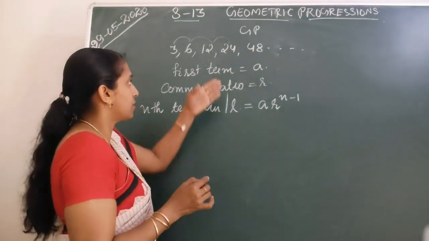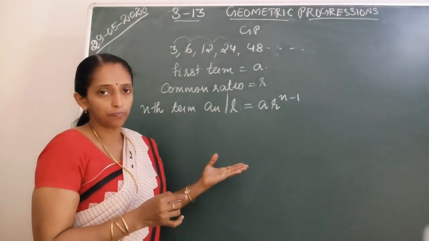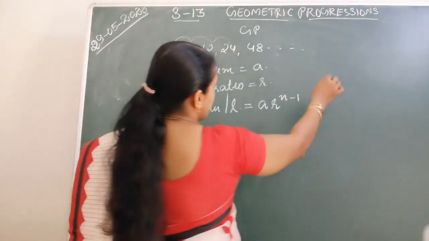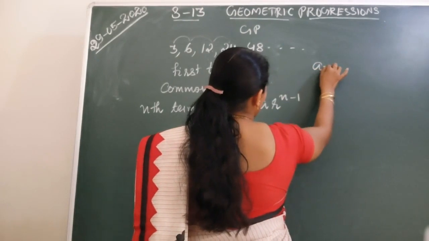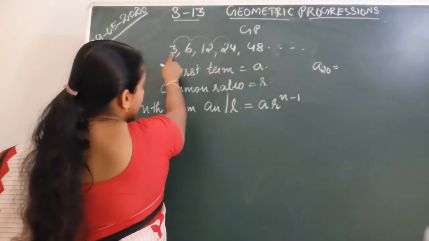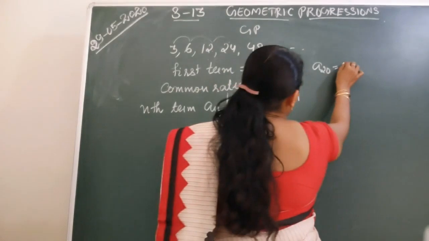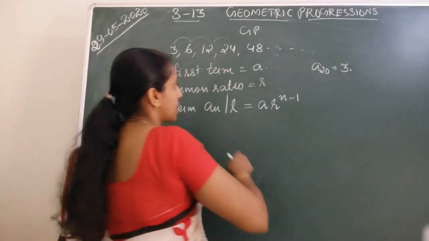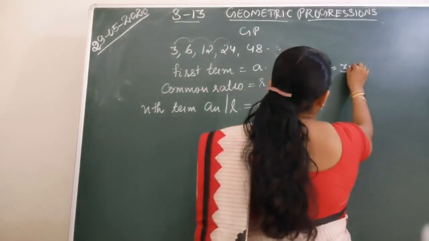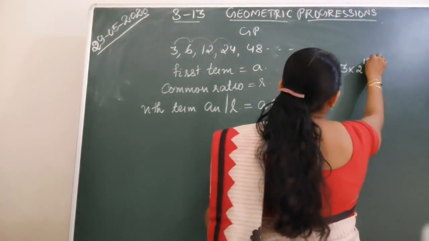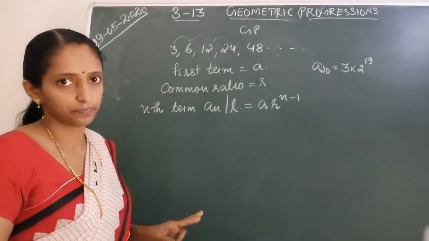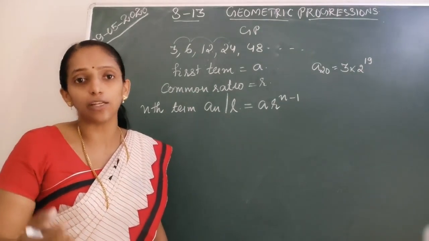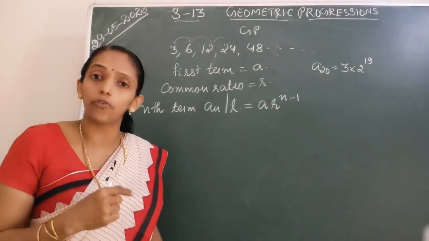If you have to find the 20th term of the series, how will you calculate it? So A20, you will write what is your A? A is 3 and R is 2, 6 divided by 3, the common ratio is coming as 2. So 3 into 2 to the power 19, that is 20 minus 1. And 2 to the power 19 is not an easy term to calculate. We have to go for 19 times.